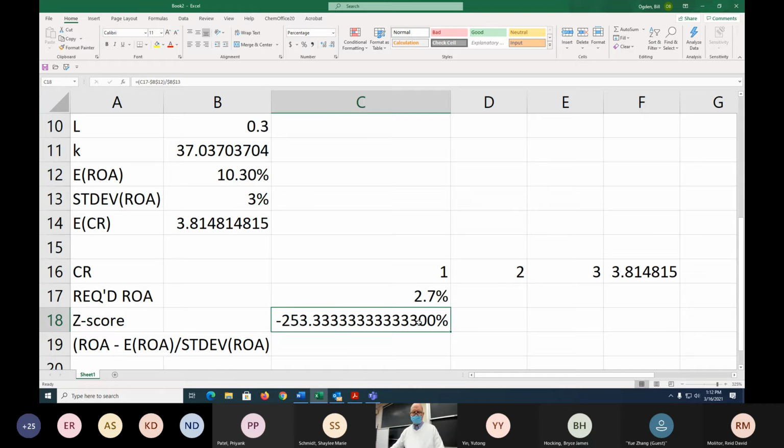Isn't that nice? What on earth is Excel thinking?